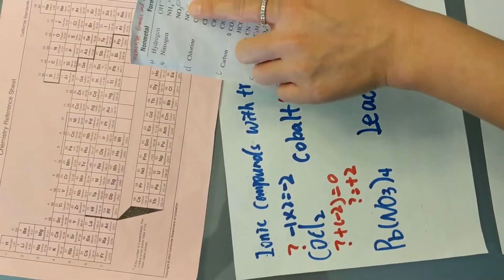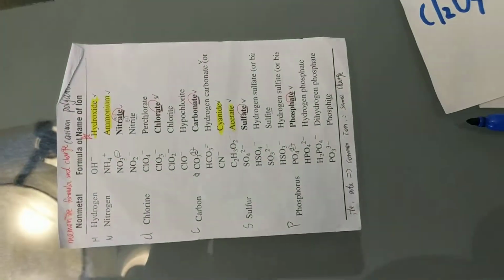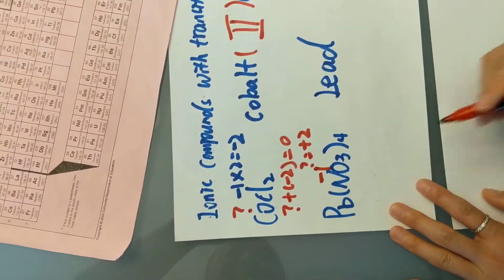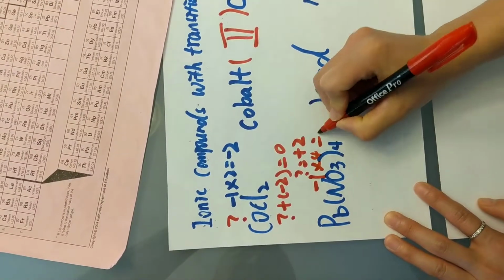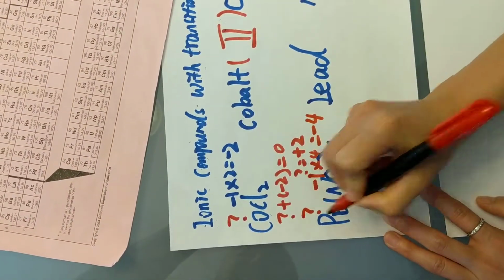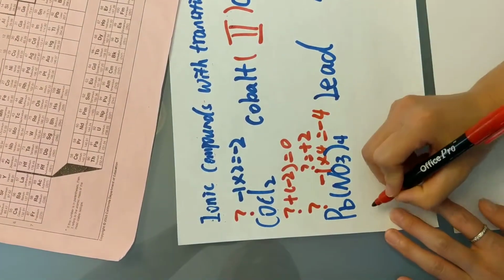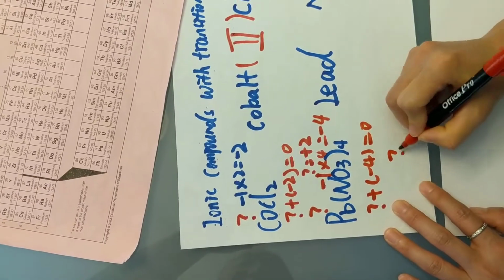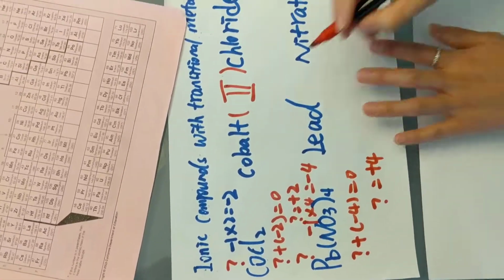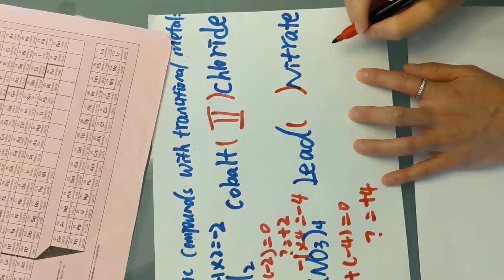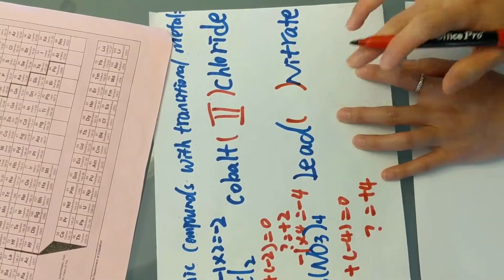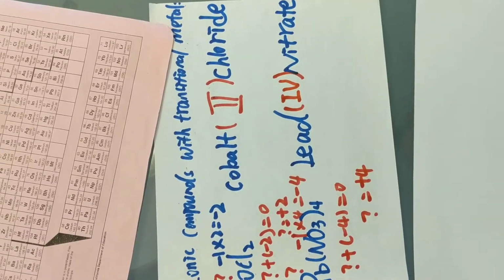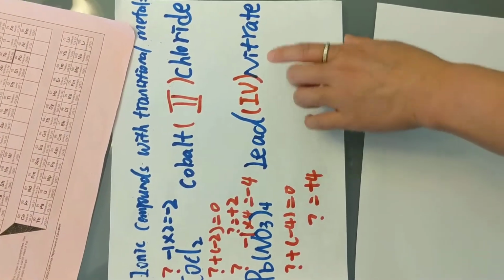Nitrate is negative 1 charge. How many nitrate here? We have 4. So negative 4. We don't know the charge of lead. Make it balanced. So lead is positive 4. And here use the parentheses between these two elements, 4 charge. So this means lead nitrate.